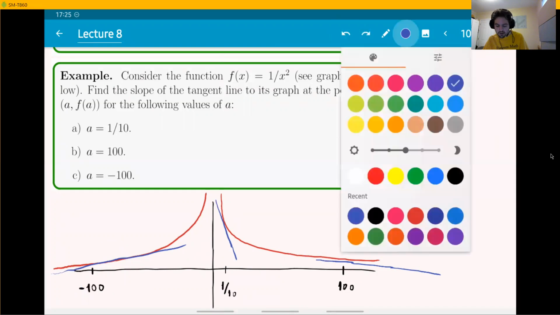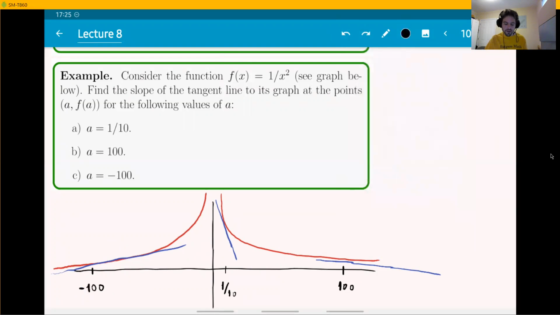But this is all actually not needed in this problem. They're just saying find the slope. We actually want the numeric answer. In other words, slope of the tangent line, that's the same thing as f prime of a. So it's the same type of problem from before. We want to find the derivative at these points. The function is 1 over x squared.